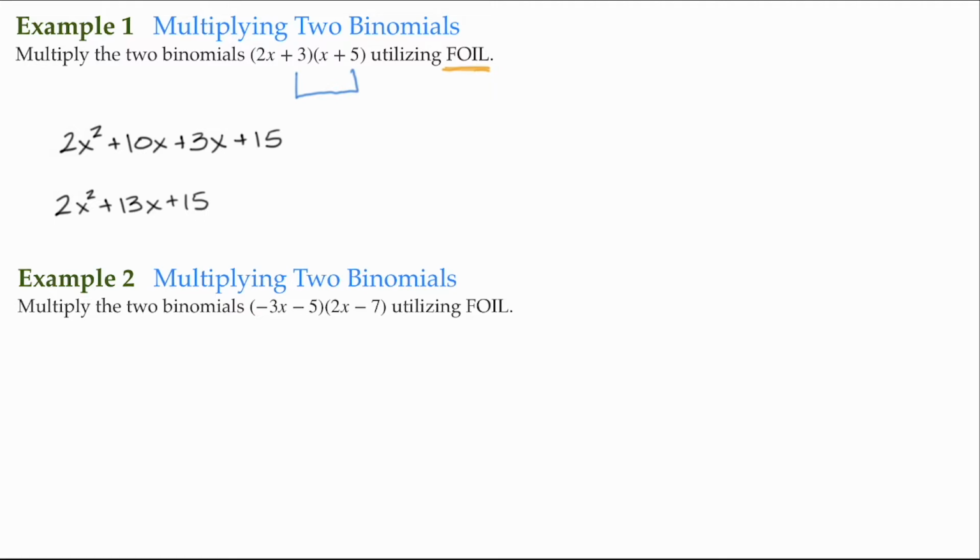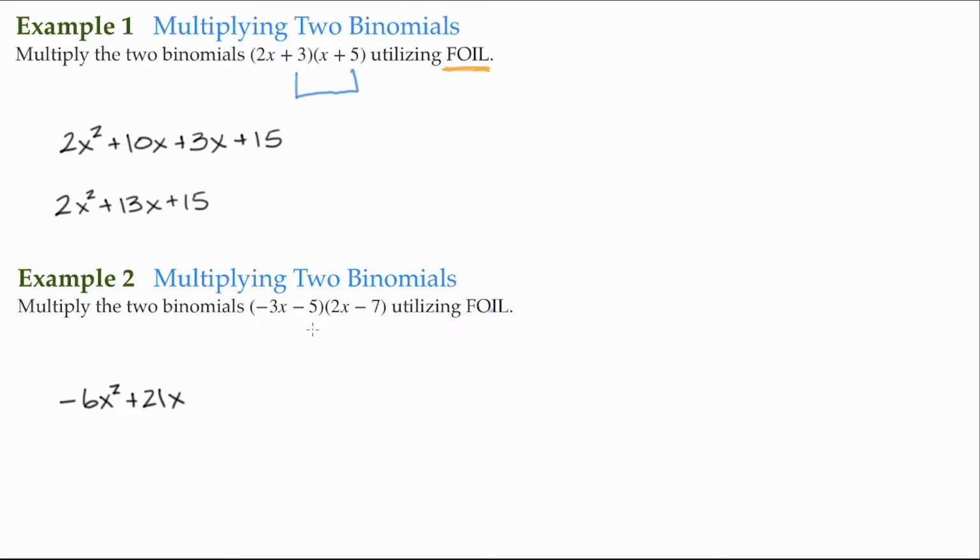We'll do the same thing for example 2. We're going to multiply this binomial, negative 3x minus 5, to 2x minus 7, and we'll use FOIL. So we start off with firsts. That's negative 3x times 2x, that's negative 6x squared. Outer, that's positive 21x.